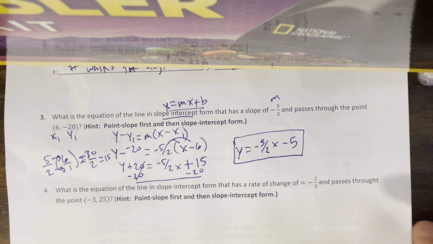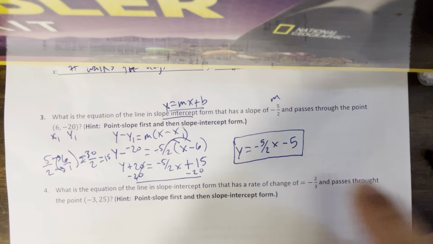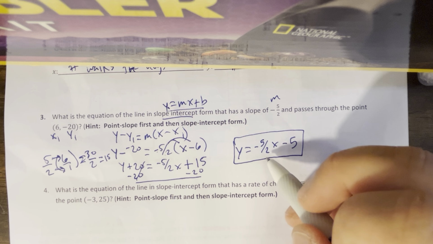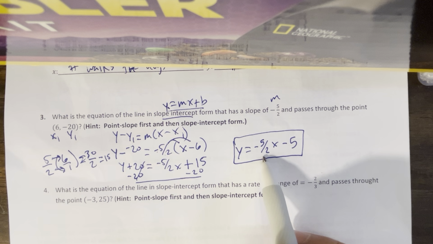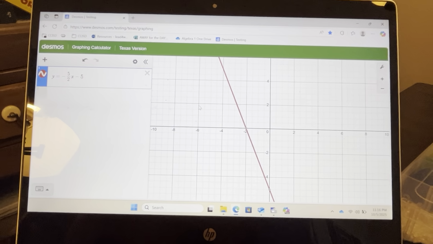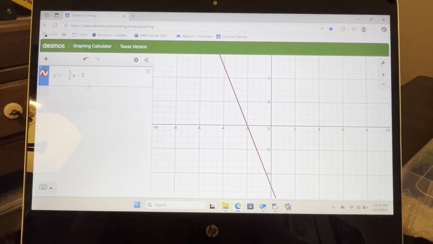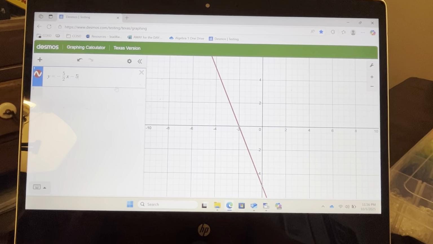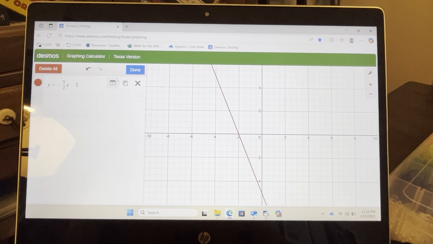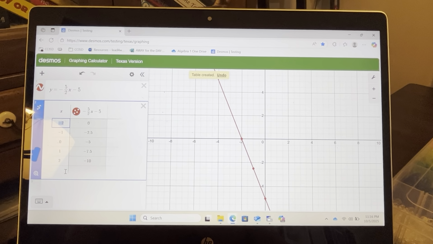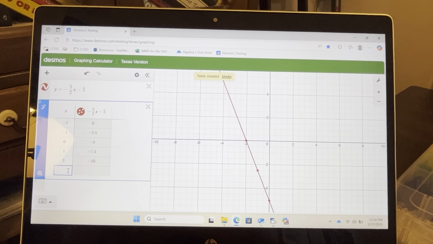There we go. And if I wanted to check this to make sure that it's right, we could plug it in Desmos. And so I'm going to pause it, but in Desmos, I'm going to put this in my equation. And if we have it correct, this point should be on this graph. And so let's check it in Desmos. All right, so I put the equation in Desmos. And so -5/2 x minus 5. And here's the line. And then to check, I'm going to press this edit list and make a table from this equation. And the coordinate that we had was (6, -20).